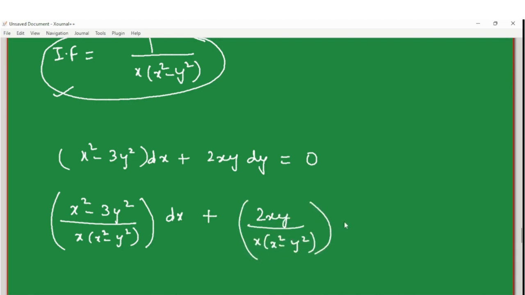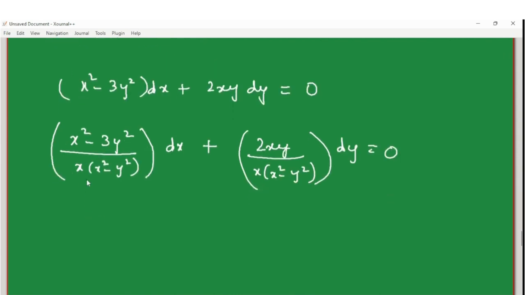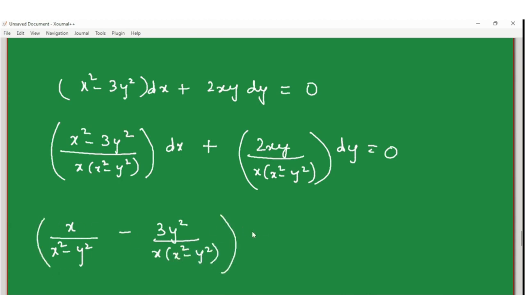So this is my new N. If I want, I can simplify it a little bit. I can separate the terms to write the first one as x upon x square minus y square minus 3y square upon x into x square minus y square. That's the split form of M. And for the N part, you can see that this x is cancelling. So we'll have 2y upon x square minus y square dy equal to 0.